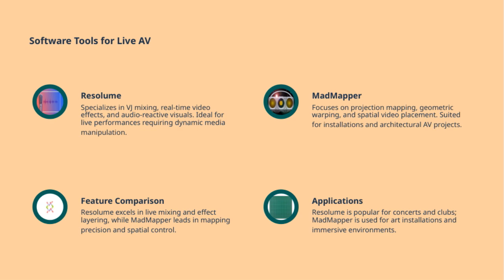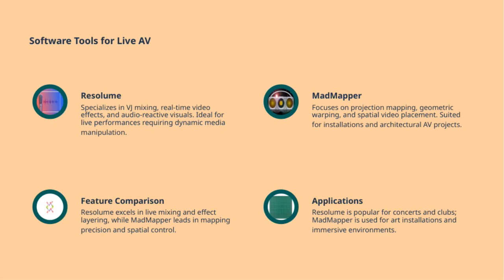When we compare their features, you'll notice that Resolume excels in live mixing and layering effects, making it perfect for performances that require on-the-fly adjustments. MadMapper, however, stands out in mapping precision and spatial control, which are crucial for creating seamless projections on complex surfaces or architectural structures. Focusing on MadMapper, its strengths are geometric warping and spatial video placement, which are ideal for installations or architectural AV projects where accuracy and detail matter.